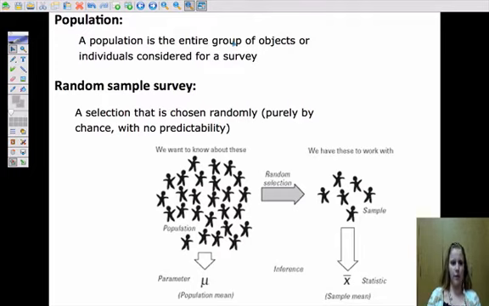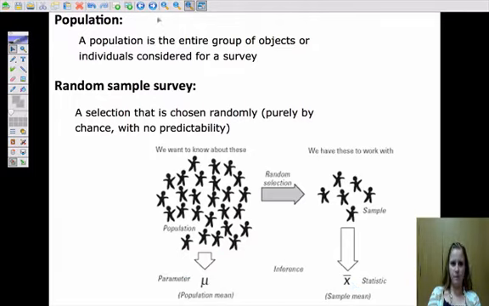And we're going to talk about random samples. Random samples are selected completely at random, purely by chance with no predictability. We'll talk more in class about ways that we can create these random samples, but we'll look at a few instances here too. So basically we take the population and a sample population, we get some statistics from that, and then we can make some predictions as to what's going to happen with the whole population.